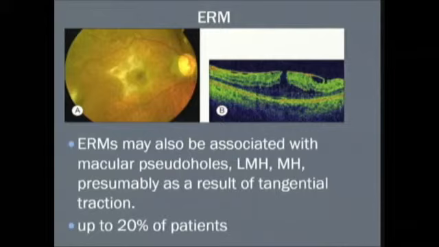So an epiretinal membrane may also be associated with macular pseudoholes. As you can see in this case, there is an epiretinal membrane, and we have a pseudohole here because of the traction. It's become steep.